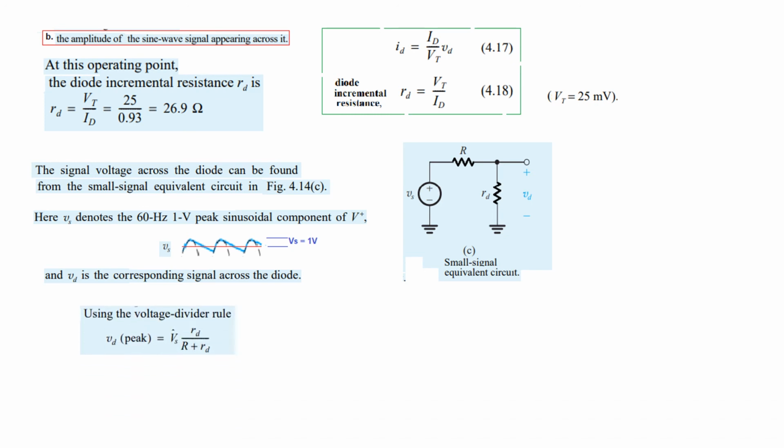So we can find the peak of this. Vd peak is by this formula: the total voltage, that is 1 volt peak applied, divided by this circuit, multiplied by Rd. So Vs is 1 volt peak, Rd is 26.9 ohm. This is 10K divided by 10K plus 26.9. So Vd peak is 2.68 millivolt.